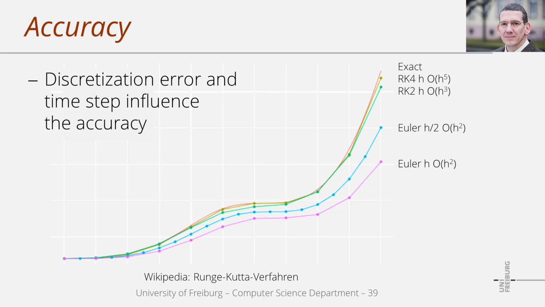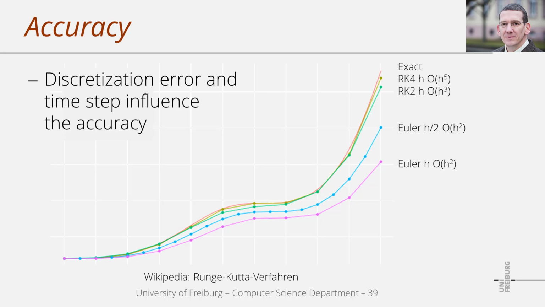As you can see, the Runge-Kutta schemes are closer to the exact solution, while the Euler scheme is less accurate. We also see that the accuracy of Euler is improved when we use smaller time steps. For the blue curve, a time step of h divided by 2 has been used, while for the purple curve, the time step was h.